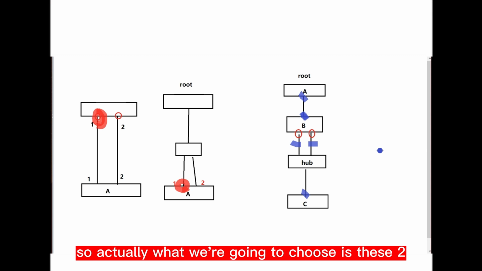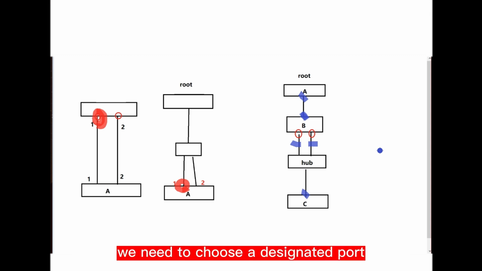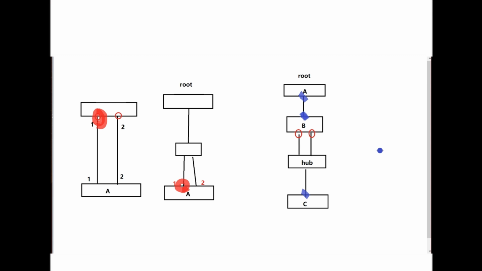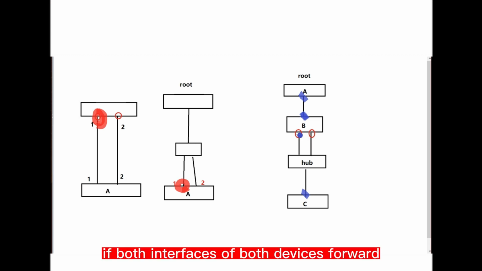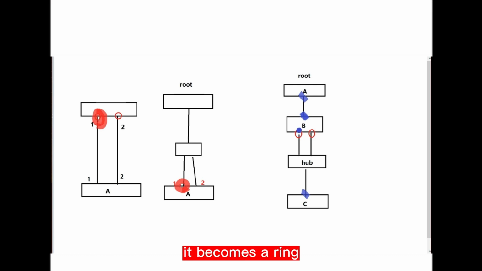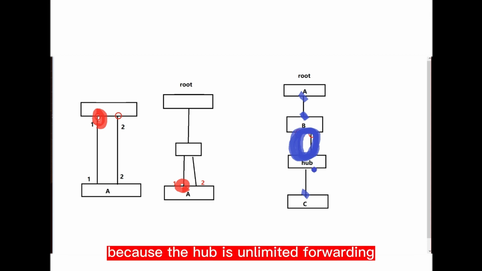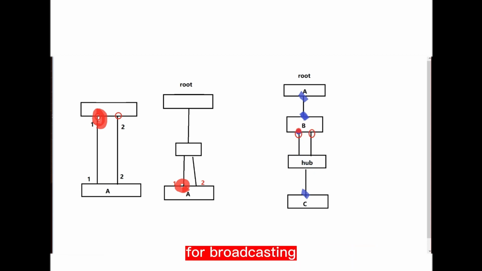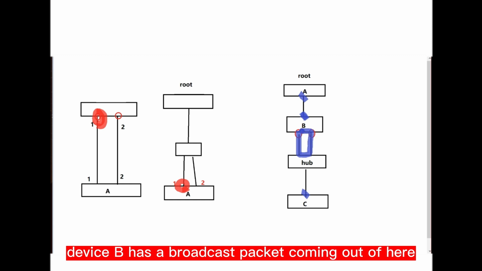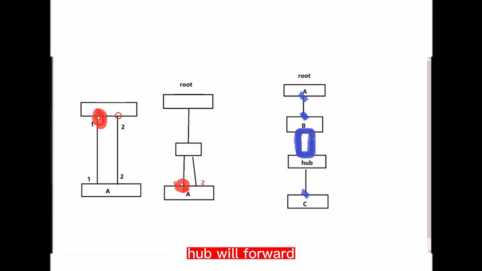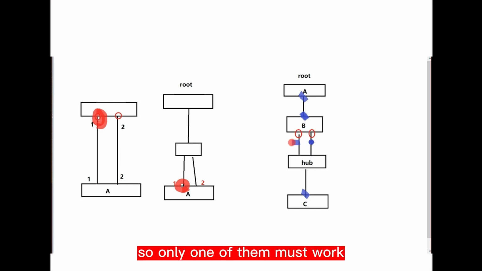So actually what we're going to choose is these two. We need to choose a designated port from these two ports, because this is a big collision domain. Of the two of them, only one can forward. If both interfaces of both devices forward, it becomes a ring. If you send a broadcast packet it becomes like this, because the hub forwards broadcasts without limit. Device B has a broadcast packet coming out of here. The hub will forward, the switch forwards, the hub forwards again. Then they will form a circle. So only one of them must work.